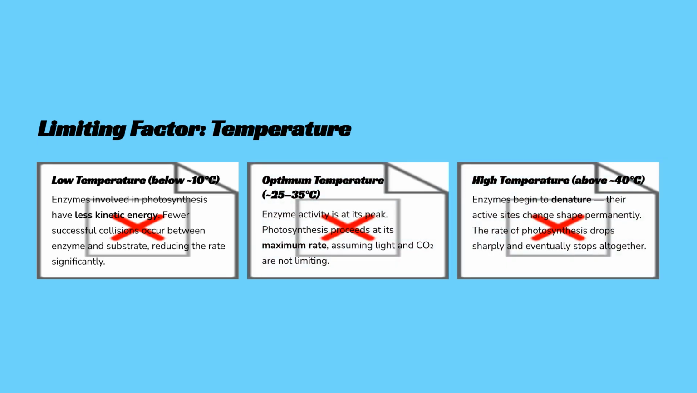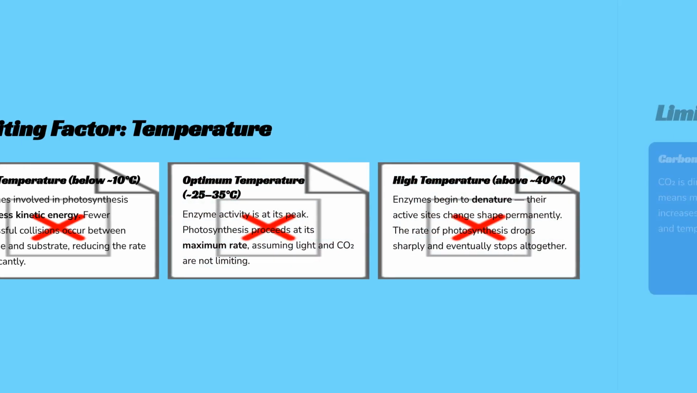Temperature affects enzyme activity. At low temperatures, enzymes have less kinetic energy. The optimum temperature for photosynthesis is around 25 to 35 degrees Celsius. Above 40 degrees, enzymes denature and the rate stops altogether.